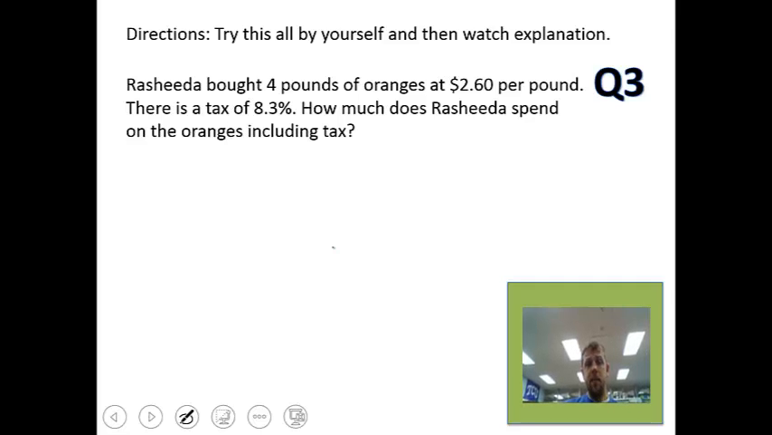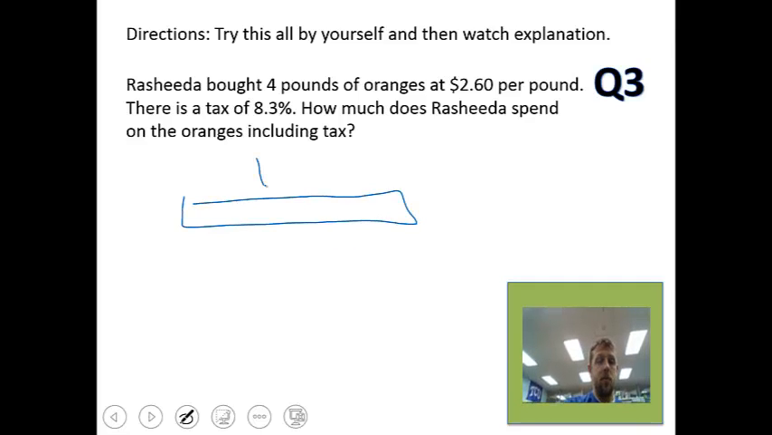All right, Rashida bought 4 pounds of oranges at $2.60 per pound. There's a tax of 8.3%. How much does Rashida spend on the oranges, including tax? Well, again, I need to find my 100%. I'm going to do that by multiplying how many pounds of oranges she has by how much each one costs. So in my calculator, I'm putting $2.60 times 4, and I get $10.40. So all the oranges cost $10.40.